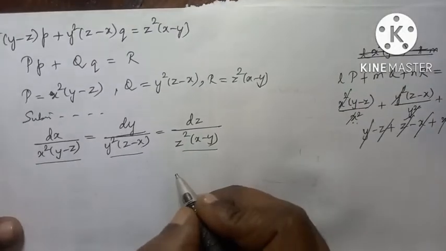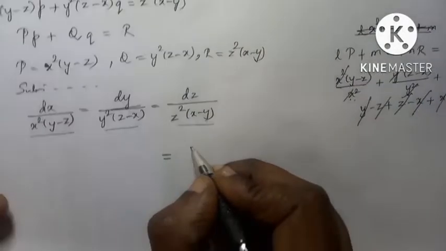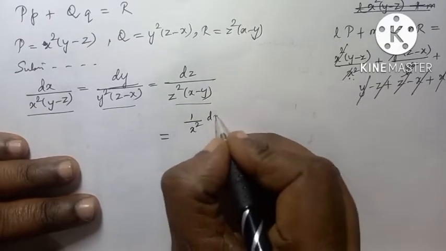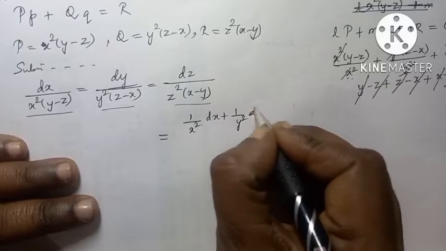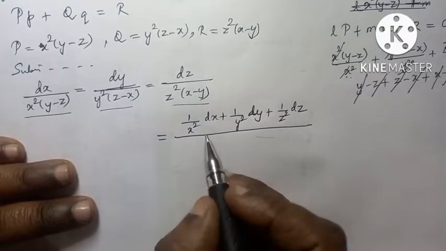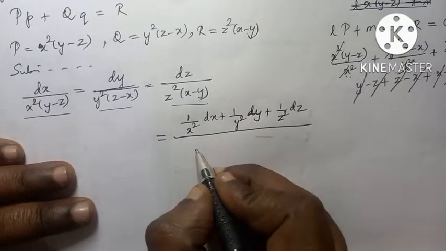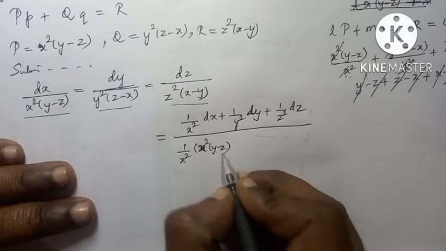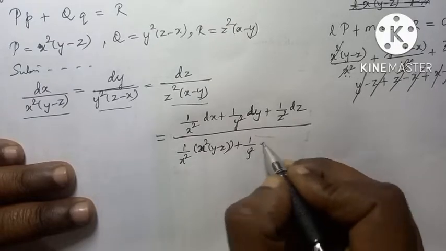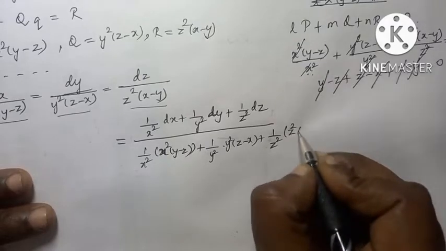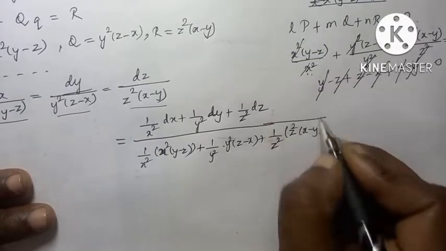Okay. So here, I have to introduce a new ratio, with l, m, n. l I have found is 1 by x square, m is 1 by y square, n is 1 by z square. lP plus mQ plus nR, right? 1 by x square into y minus z, 1 by y square into z minus x, 1 by z square into x minus y. So listen here.